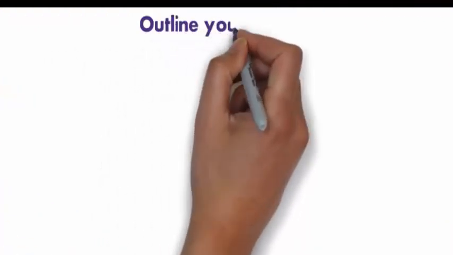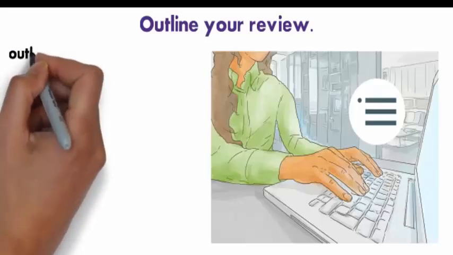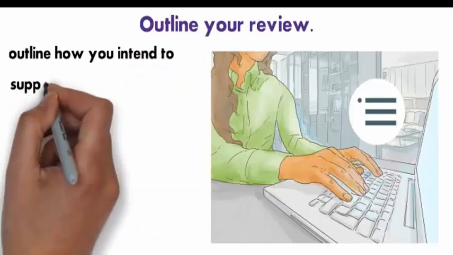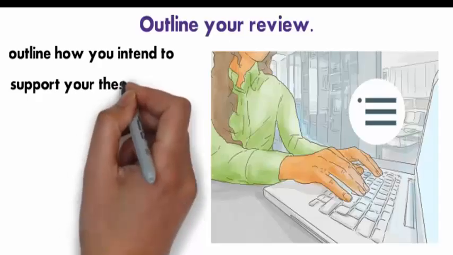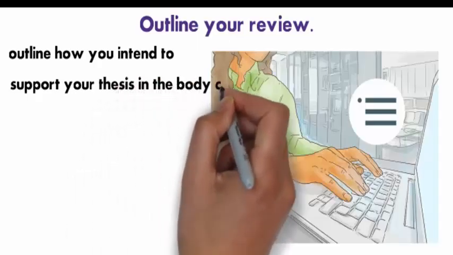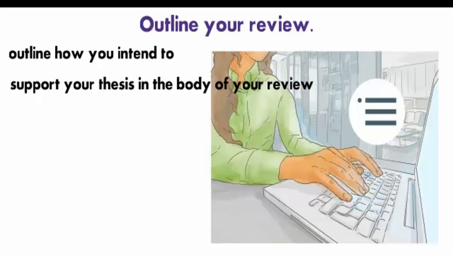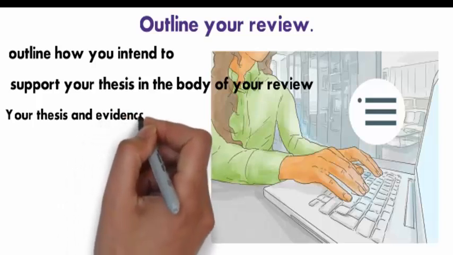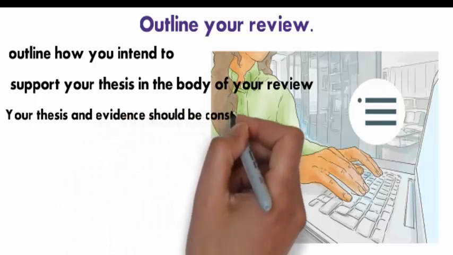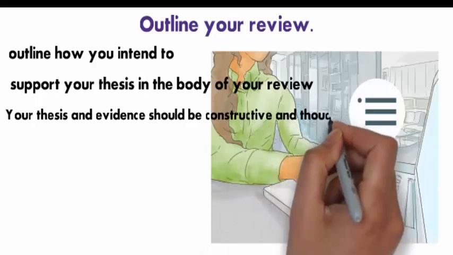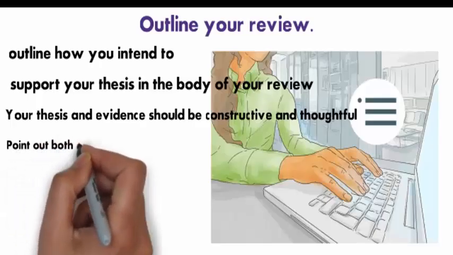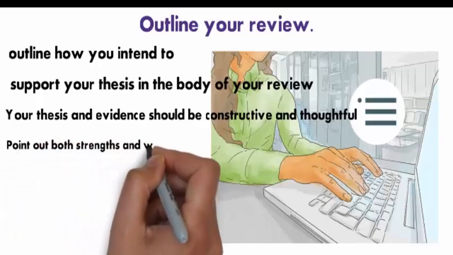Writing your review. Outline your review. Look over the notes you took in your section-by-section evaluation. Come up with a thesis, then outline how you intend to support your thesis in the body of your review. Include specific examples that reference the strengths and weaknesses that you noted in your evaluation. Your thesis and evidence should be constructive and thoughtful. Point out both strengths and weaknesses, and propose alternative solutions instead of focusing only on weaknesses.